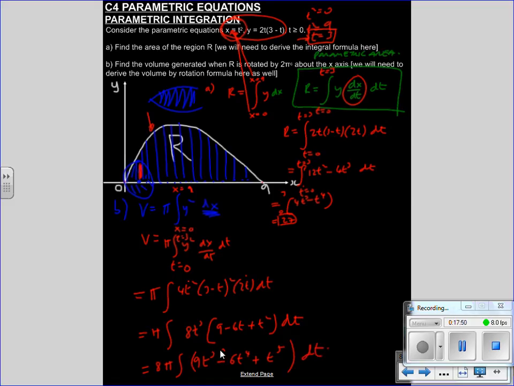And then obviously just integrate as normal. I don't think you need me to show that. You can finish that off if you want to. That's it. Parametric integration.